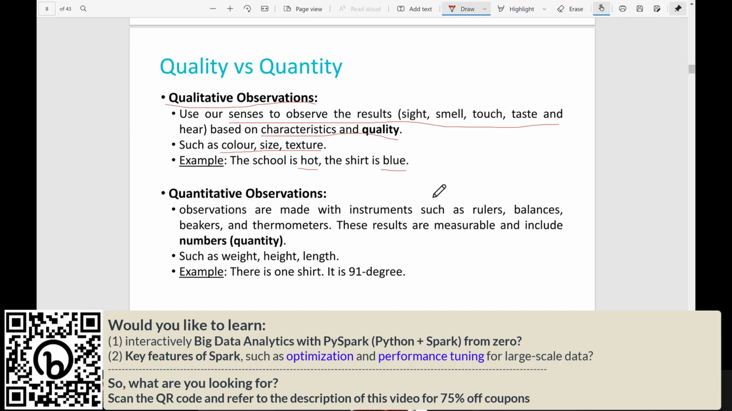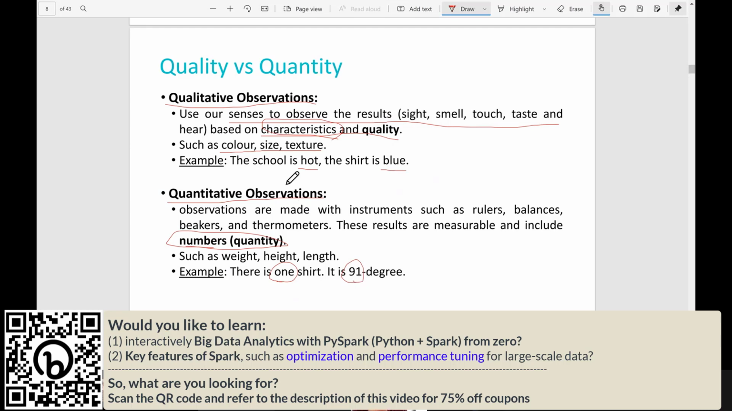And on the other side, we have quantitative observations, which are talking about measurement, about numbers. So qualitative talks about characteristics that are not numbered. It's a simple word, there is no number. But quantitative has a number, meaning there is a value, either integer or decimal. Like there is one shirt, so one is quantitative. It is 91 degrees, so this is quantitative.